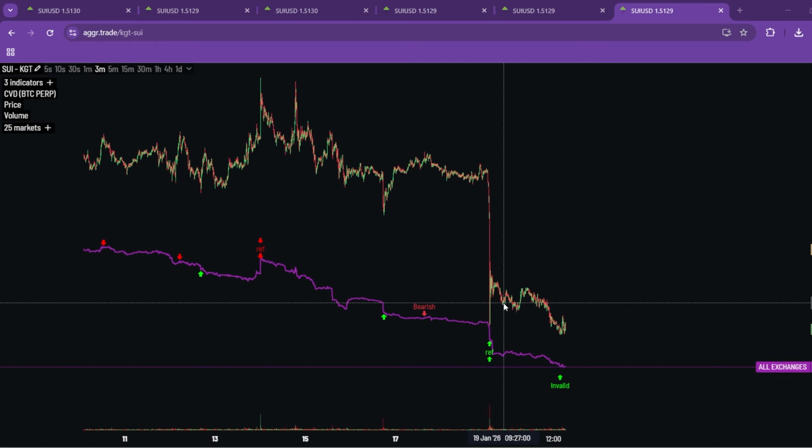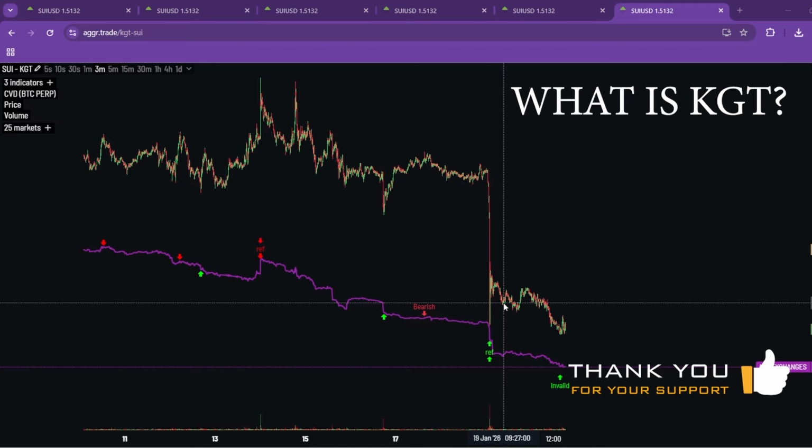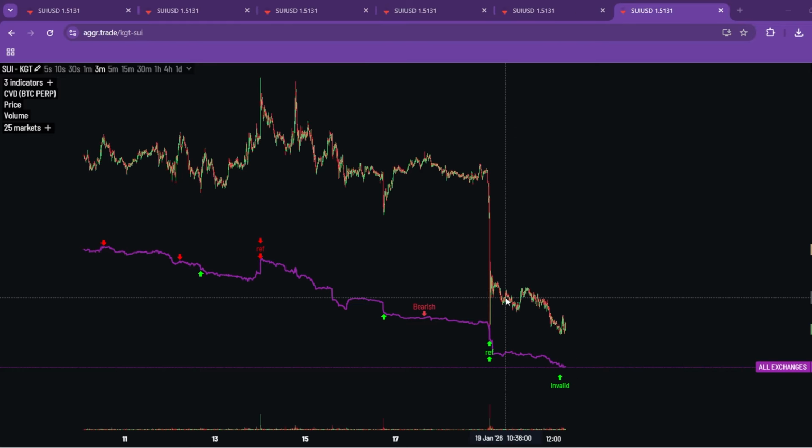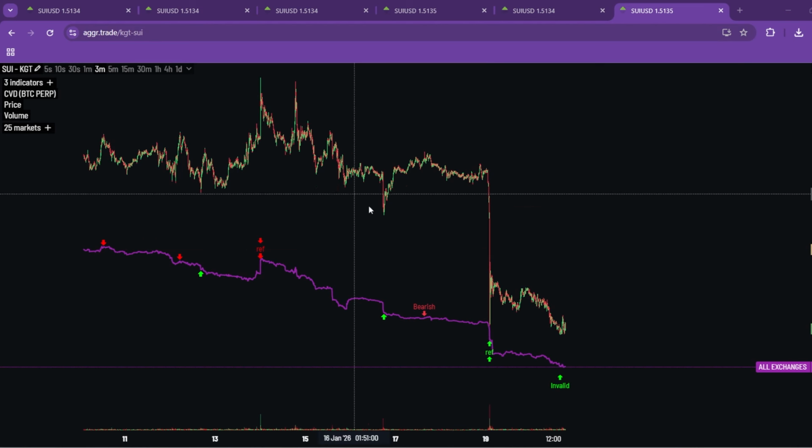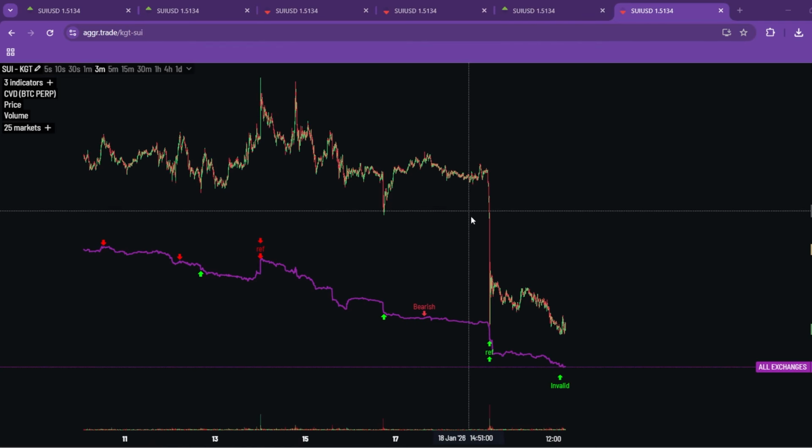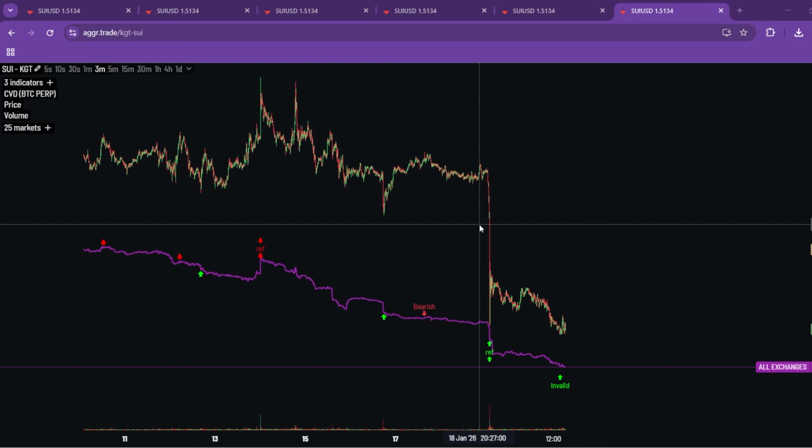So first, what is KGT? I would like just to explain what exactly this indicator is, what it does, and why KGT is different than any other indicator that you might have. It's much more precise, I would say, and it gives you a precise live price action, because the platform that we use here is HBAR. It is an aggregator platform which collects data from all exchanges, and it collects the volume of the sells and the buys per second.